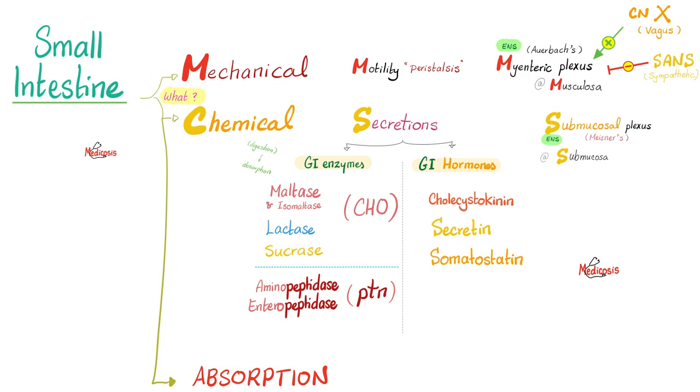Mechanical function of the small intestine: motility. You mean peristalsis? Yes. Myenteric? Absolutely. Which is in the musculosa? True. Cranial nerve 10, which is the vagus, will stimulate it because it's parasympathetic. Sympathetic will inhibit it. That's right.